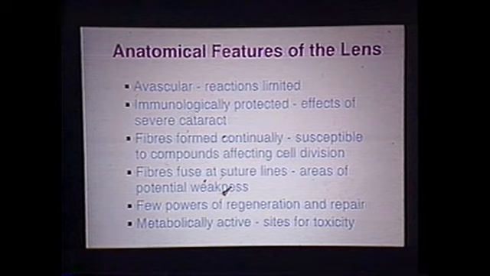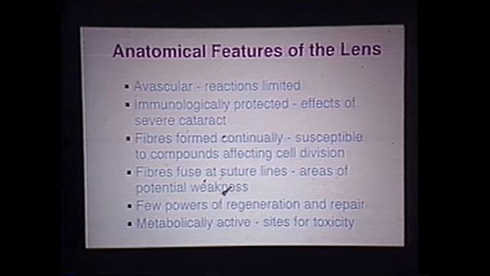Okay, this slide shows some anatomical features which are of some importance with respect to toxicology. The first is that the lens, like the cornea, is avascular, but perhaps more so than the cornea, the pathological reactions that we encounter are far more limited than they are with respect to the cornea. The second point is that the proteins from which the lens is made up are immunologically protected from the rest of the body.